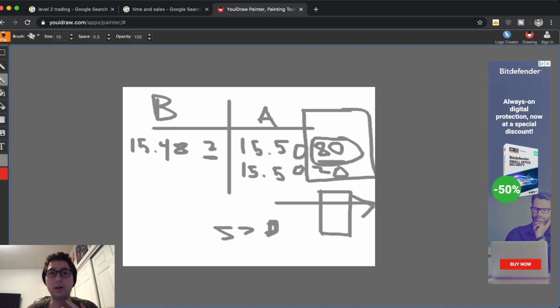That's how you can use the level 2 and the time and sales to your advantage: to see where there are walls in the price and when those walls are going to break. When they break, that's what leads to the big price breakouts and explosions that you like to see if you're trading momentum or volatility.